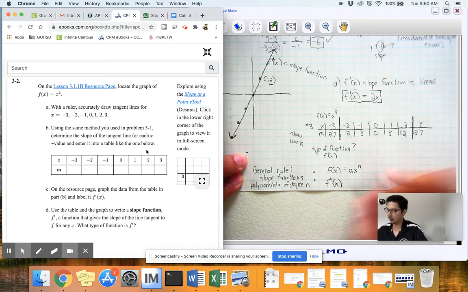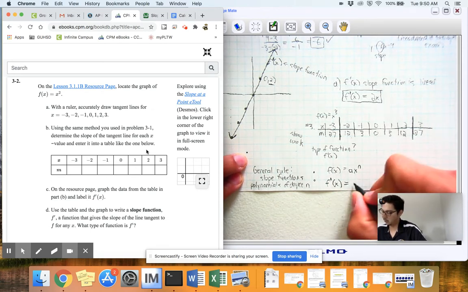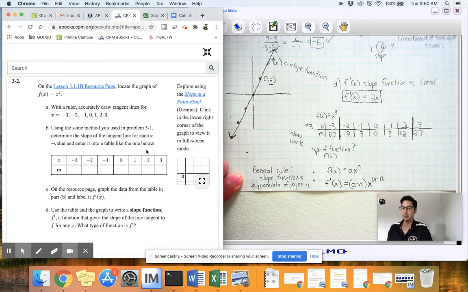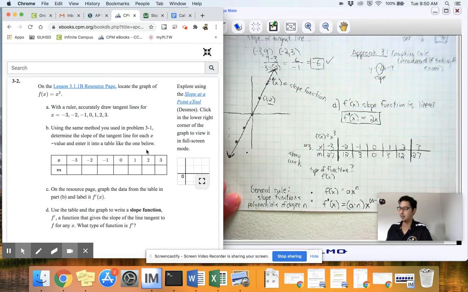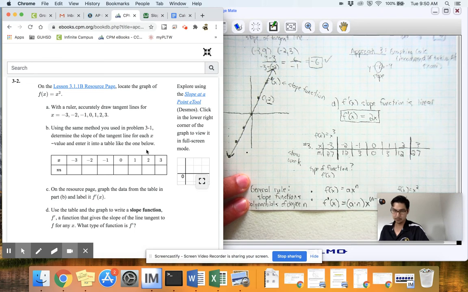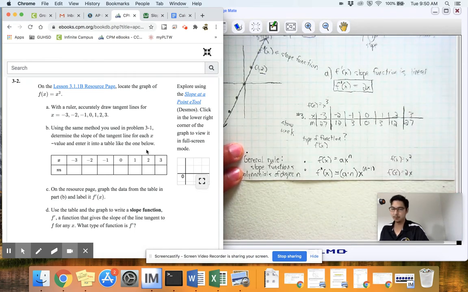So the slope function is going to be of the form a times n, and then it's 1 less power, right? Which you can see that's what happened when we did x squared. So when we had x squared, the slope function was represented by 2x.